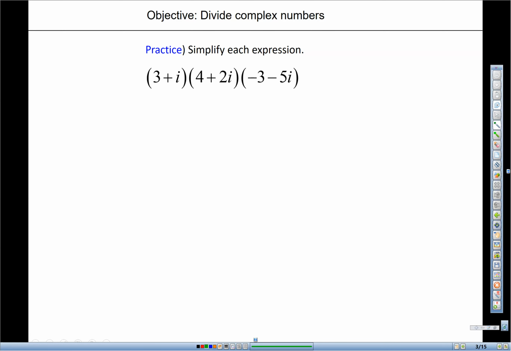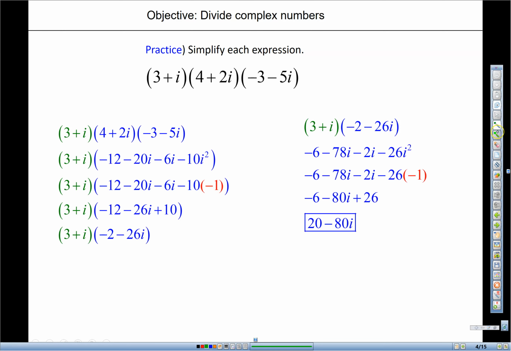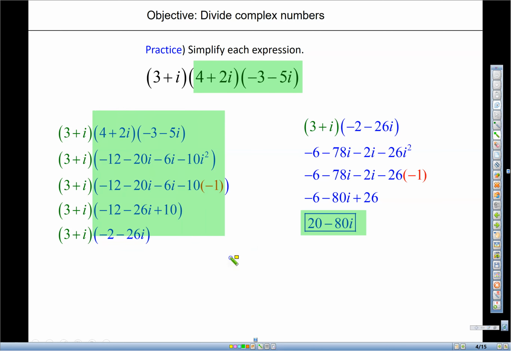Let's take a look at the result. So in this problem, and you may not have done your work exactly the same, but you should have the same answer of the complex number 20 minus 80i. In this problem, it's chosen to, in the first step, multiply together the last two, like I did in the example, and that work is shown here. And that ends up with the complex number -2 minus 26i. And then taking that -2 minus 26i times the third complex number 3 plus i gives us the final answer in this particular work.